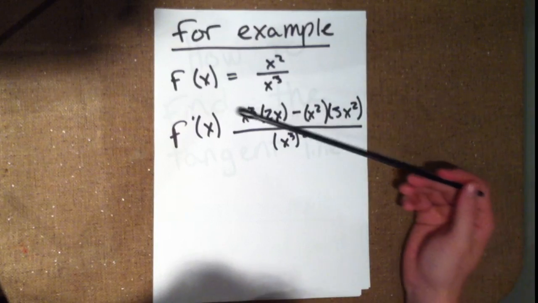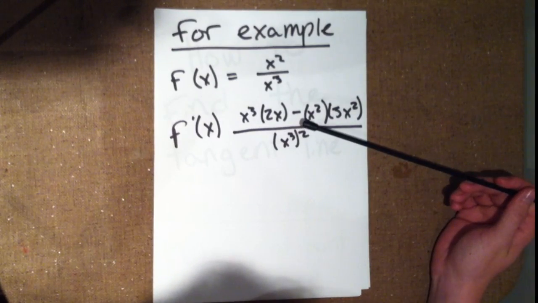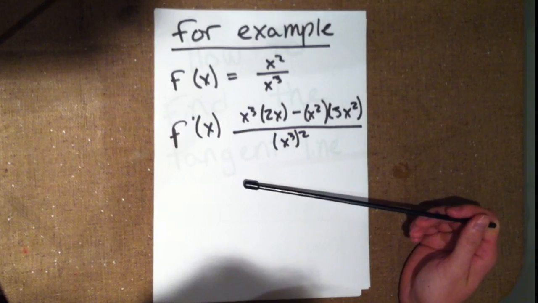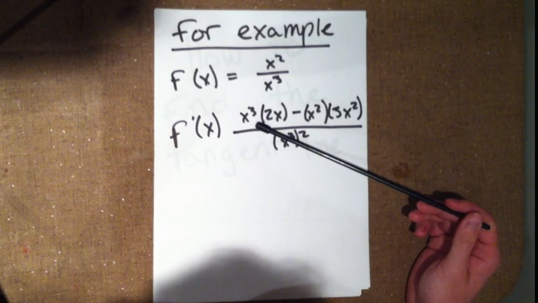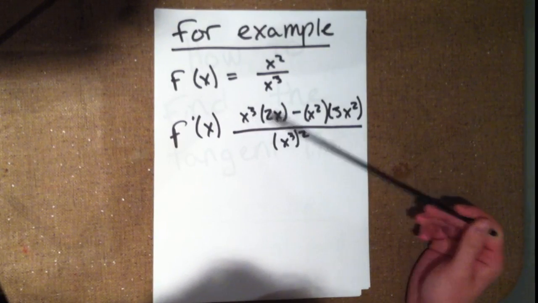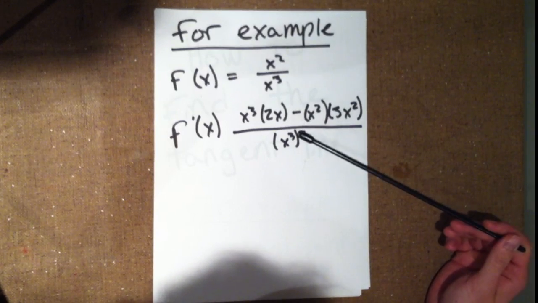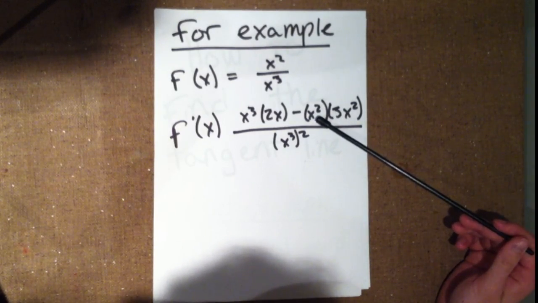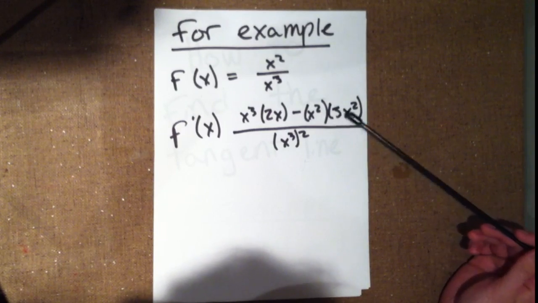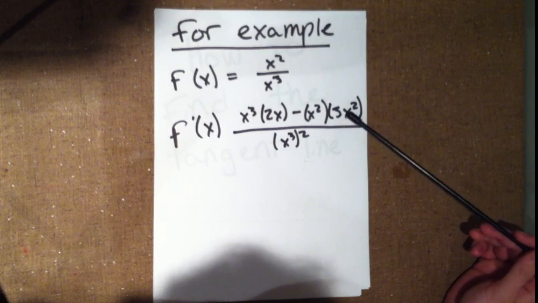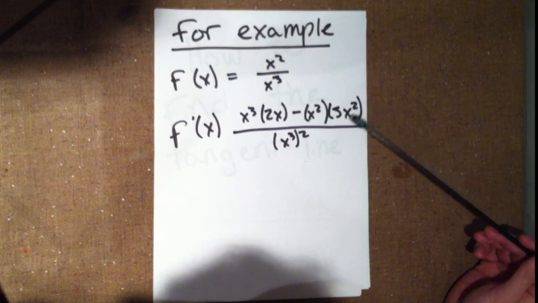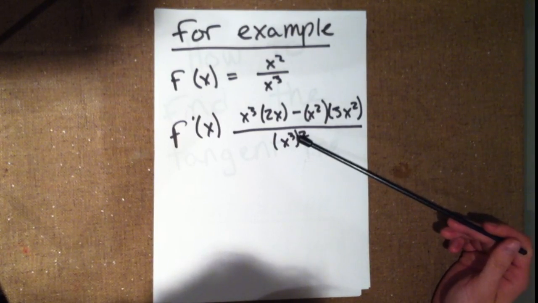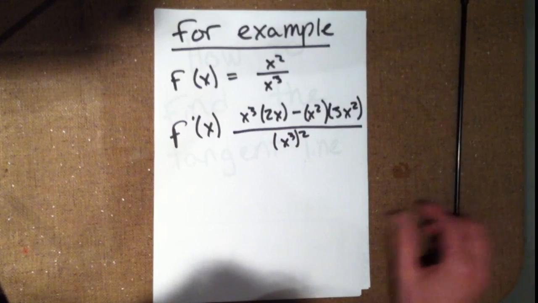For example, f of x is equal to x squared divided by x cubed. The derivative of f of x is going to equal low, x cubed, times d high, 2x, minus high, which is x squared, d low, which is 3x squared, all over low low, which is x cubed squared.